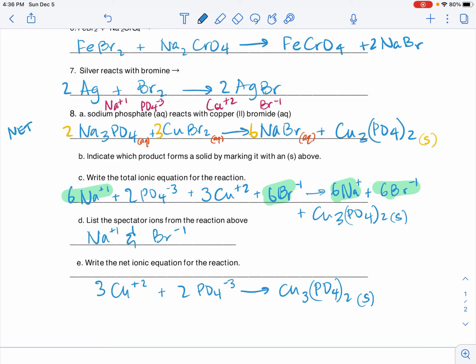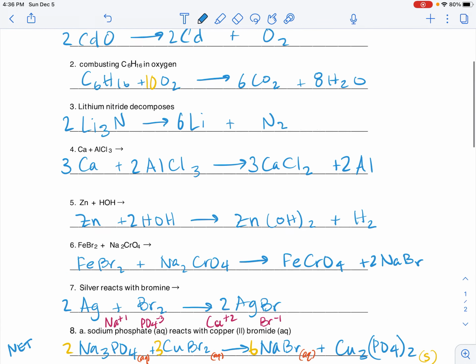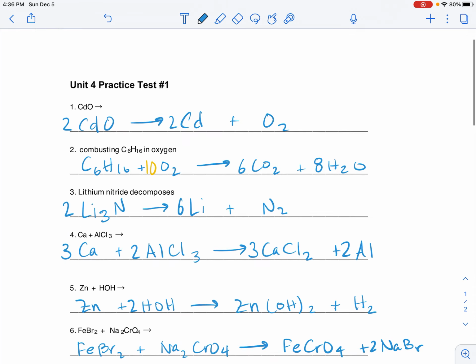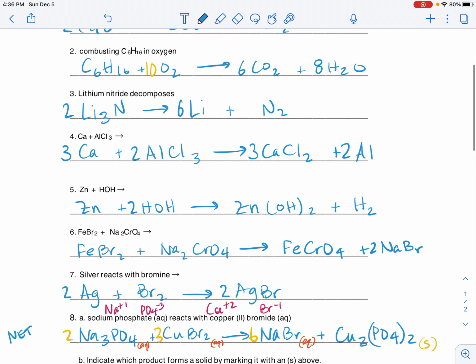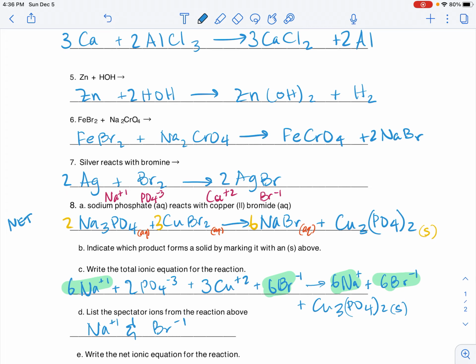So there you go, a quick run through of the types of questions we'll see on the test. There probably will be just a straight up balancing section too that I did not put on here, but this gives you a good idea of how to do the other kinds of questions.